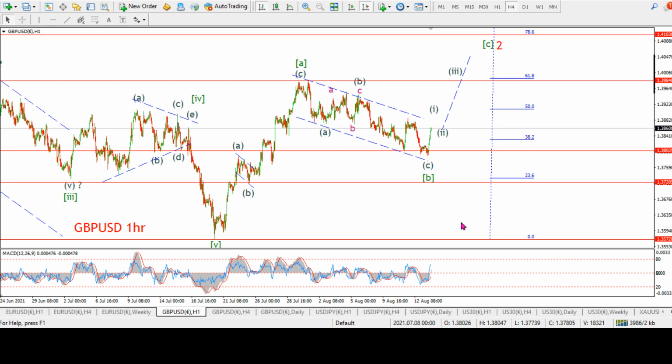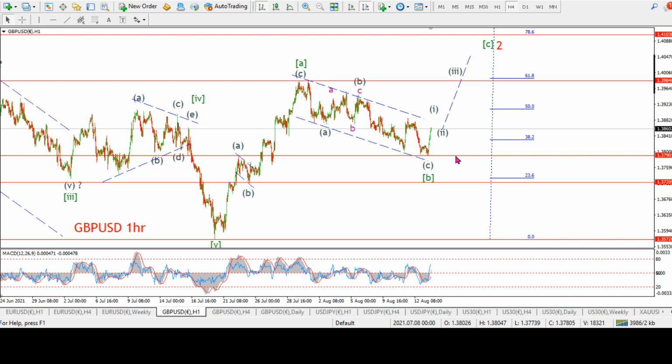Most people would go WXY, but I just don't even bother using those labels. So we've got 3 waves down in wave B, and it looks like the spike higher has begun wave C. So as long as we hold today's low, 137.90, it looks like we're expecting a C wave up.